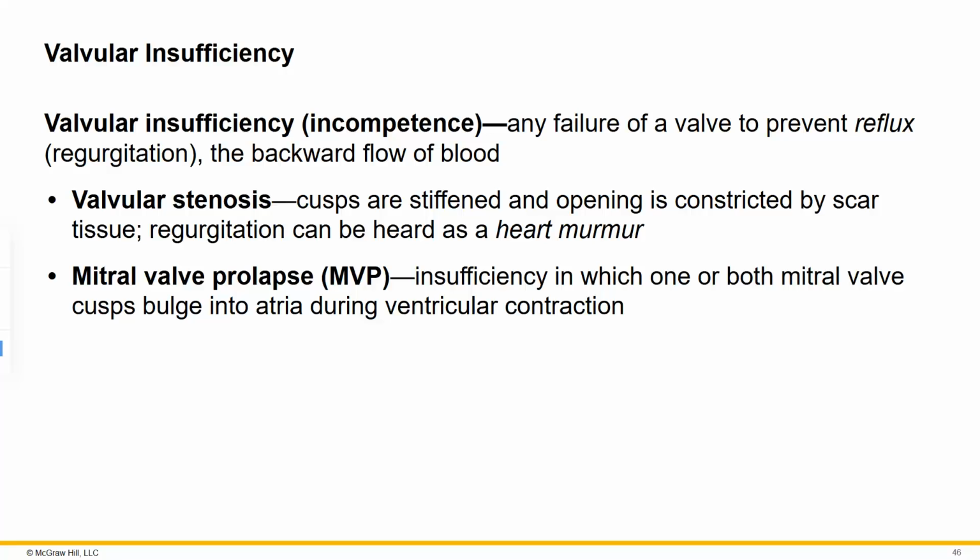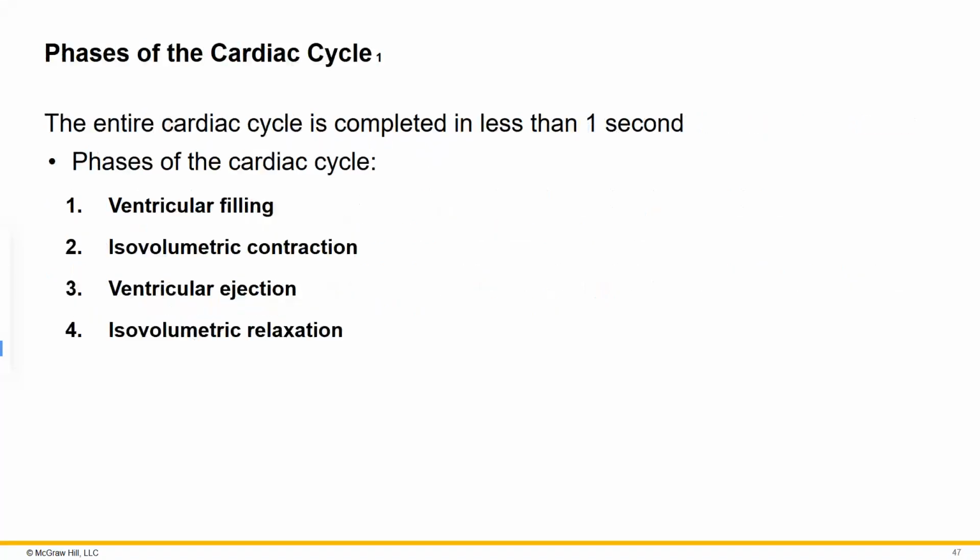There is an operation that can try to correct some of the damage of the stenosis. Mitral valve prolapse is insufficiency in which one or both mitral valve cusps bulge into the atria during ventricular contraction. And those can be heard when we auscultate the heart. The entire cardiac cycle is complete in less than 1 second, and the phases of the cardiac cycle are as follows: ventricular filling, isovolumetric contraction, ventricular ejection, isovolumetric relaxation. So we're going to talk about what's happening during each one of these stages.